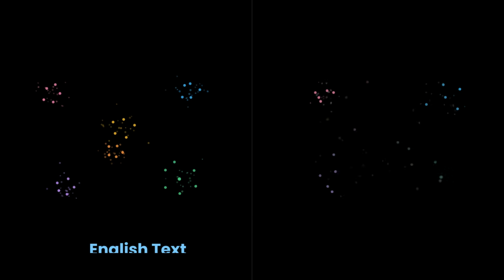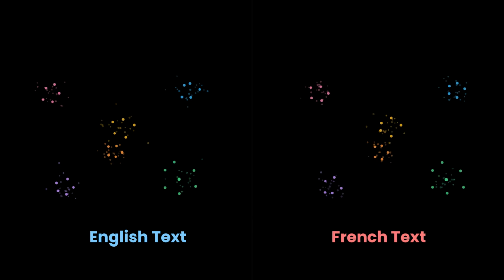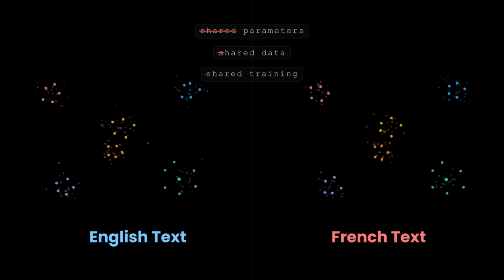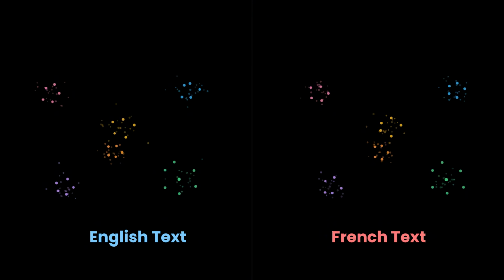Now here's where this gets truly strange. Take two completely separate language models, one trained exclusively on English text, one trained exclusively on French text. They have never shared a single parameter, a single data point, a single training step, and yet when you look at the geometry of their embedding spaces side by side, something unexpected appears.